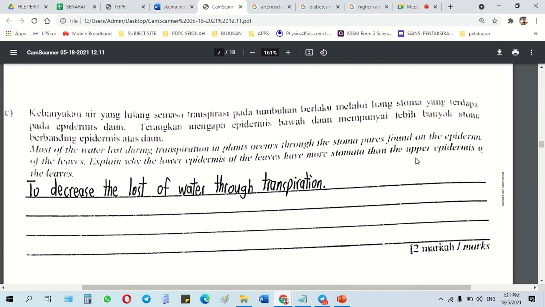Kita bagi tahu upper epidermis is exposed directly to the sunlight. So that's the second mark. You must mention about the upper epidermis tadi. So dia exposed directly to the sunlight. Okay. Ni dapat 1 markah sajalah. Dia actually dapat 2 markah.